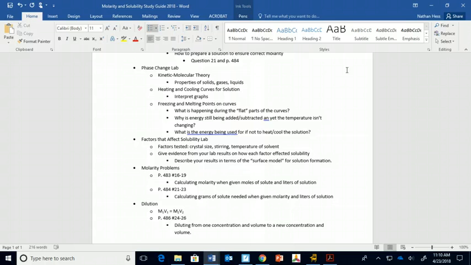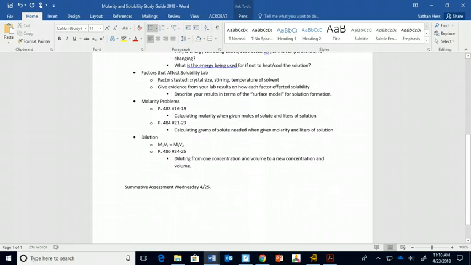And then we spent some time on a couple different molarity problems. 16 through 19. This must be 20 to 23. All the problems I want you to have. And then 24 to 26 that we did today.